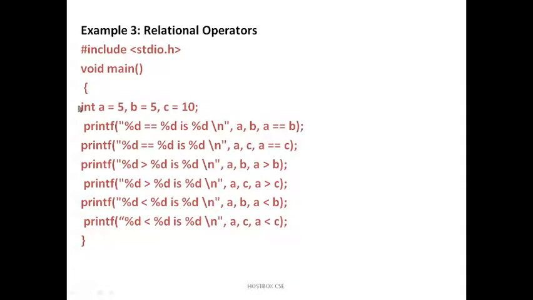So I am declaring first, after void main, int a is equal to 5, and remember in C programming all the statements should end with a semicolon. So I am declaring a is equal to 5, b is equal to 5, c is equal to 10. Now I am going to print one by one. So percentage d is equal to percentage d, then a comma b comma a is equal to b.